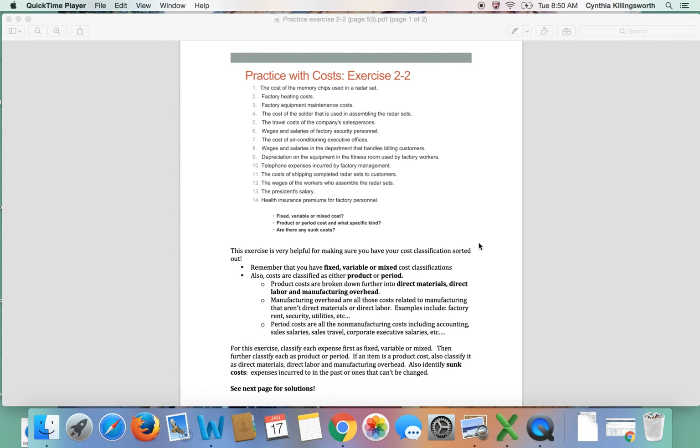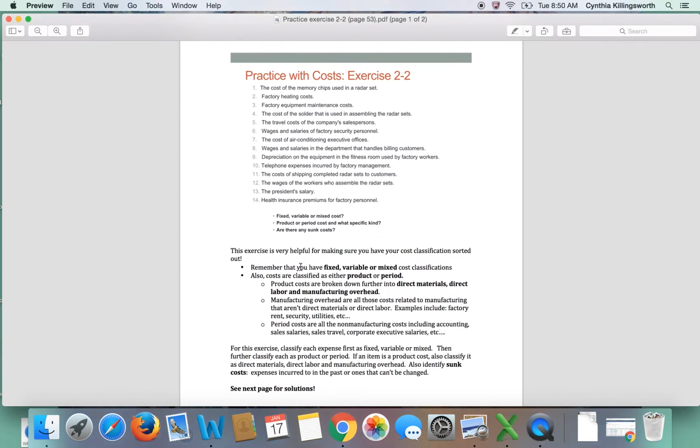First of all, remember that you can classify a cost as fixed, variable, or mixed. And we'll get some practice with that in this problem. Also, costs were classified as product or period. So product costs we further broke down into direct materials, direct labor, and manufacturing overhead.